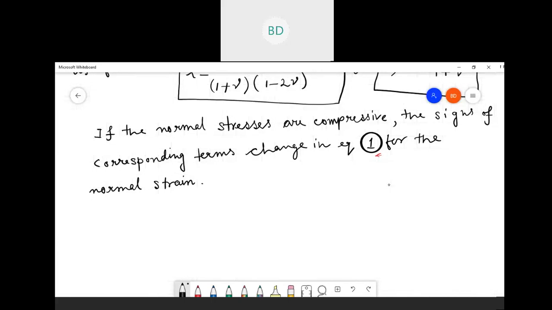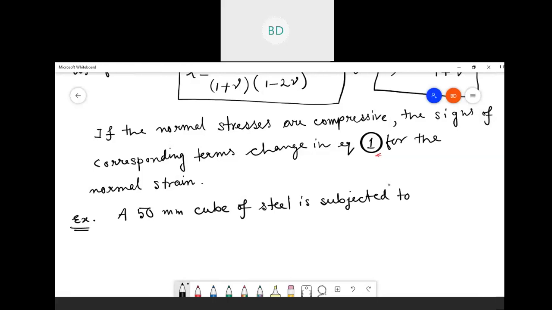Now take an example. A 50 mm cube of steel is subjected to a uniform pressure of 200 megapascal acting on all faces.